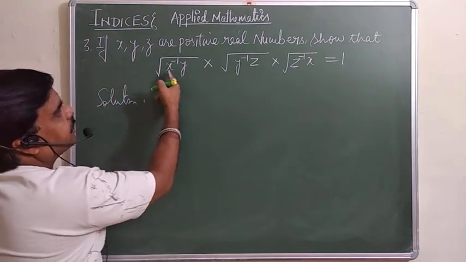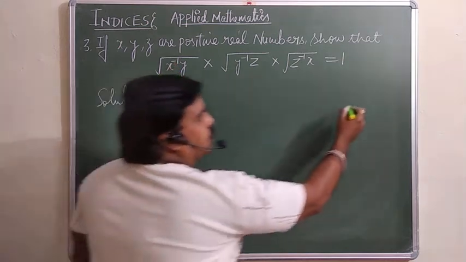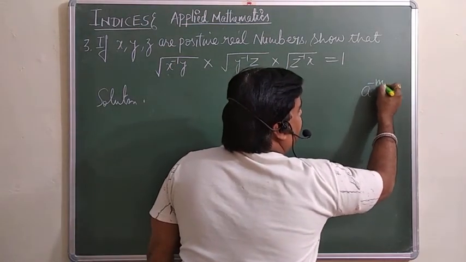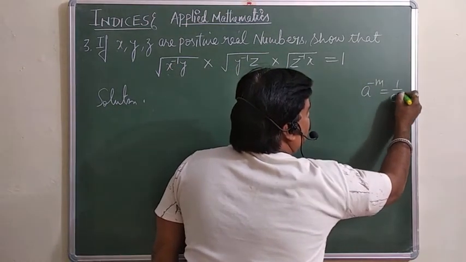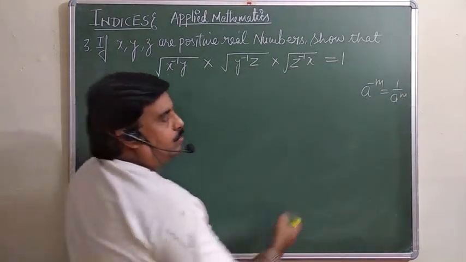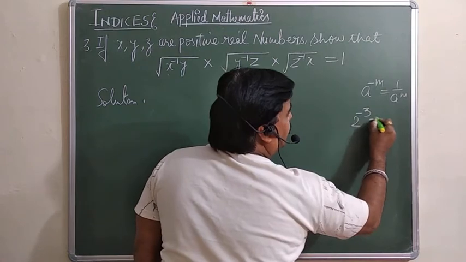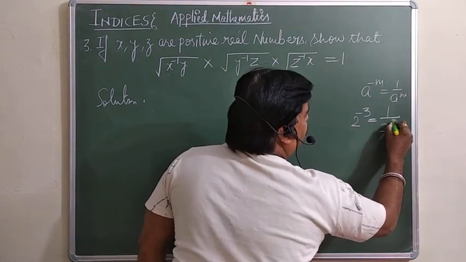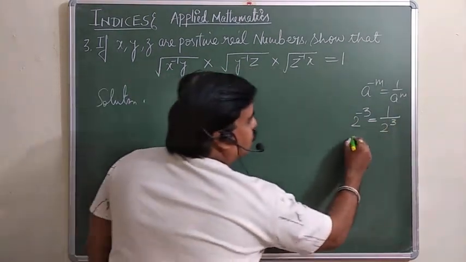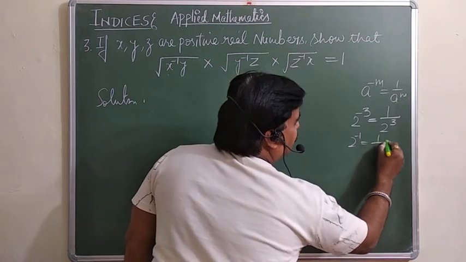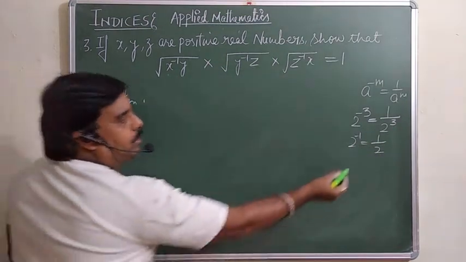This is given inside the radical sign x raised to power minus 1. So you know a raised to power minus m can be written in the positive exponent form as 1 over a raised to power m. Like 2 raised to power minus 3 means 1 over 2 raised to power 3. If it is 2 raised to power minus 1, that means 1 over 2 raised to power 1.